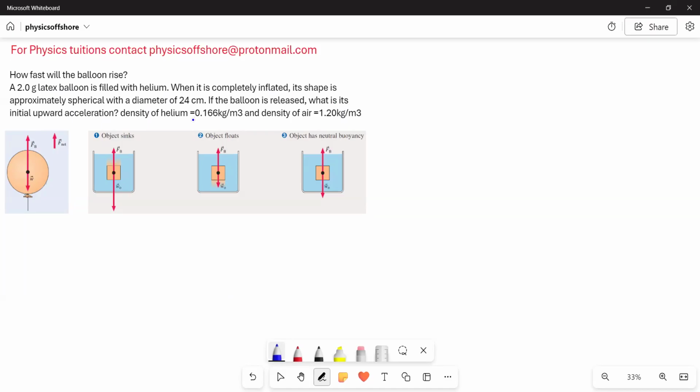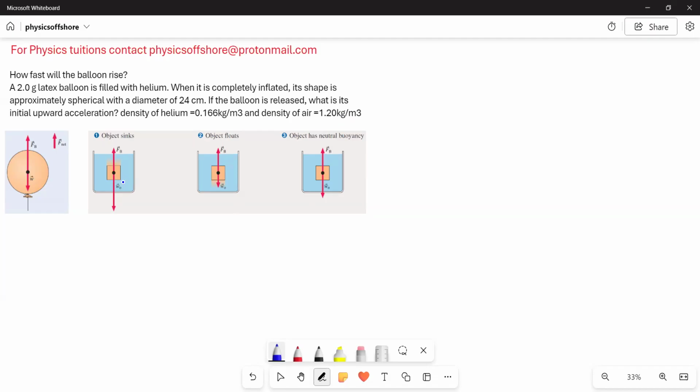Density of helium is equal to 0.166 kilogram per cubic meter and density of air is 1.2 kilogram per cubic meter. Obviously, this numerical is based on buoyancy and flotation. Let us see when an object sinks, when an object floats, and when an object has neutral buoyancy.